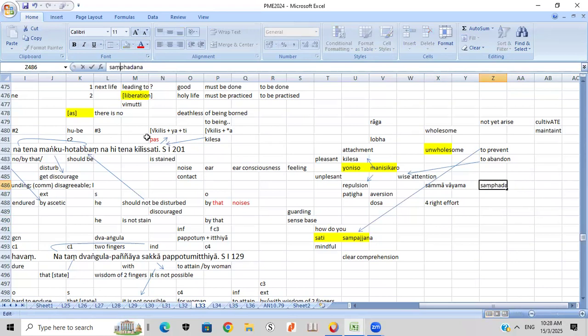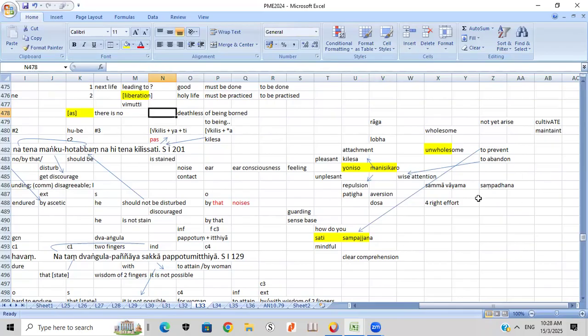Samapadana, same. Sampadana. Samapadana, isn't it? I think it's like that. I think something like that. Sampadana. I think something like that.